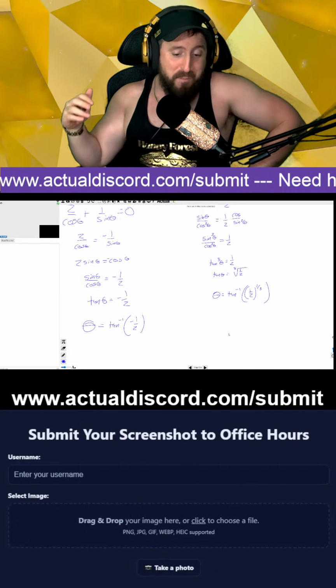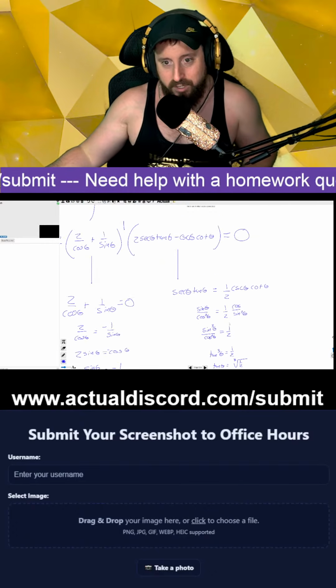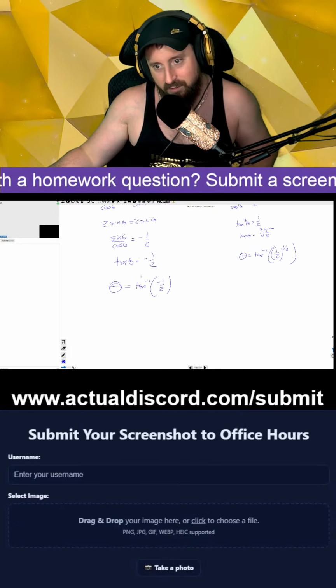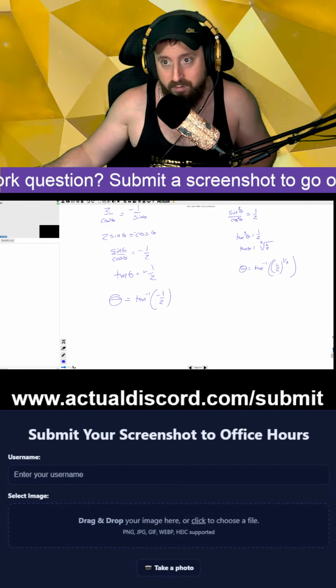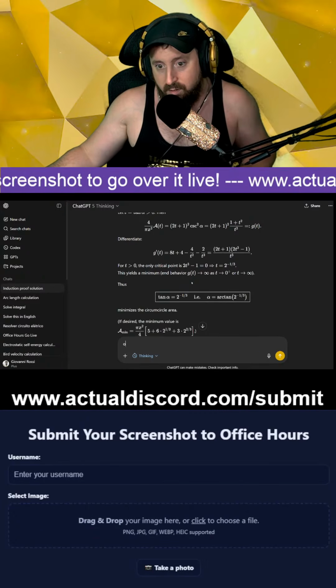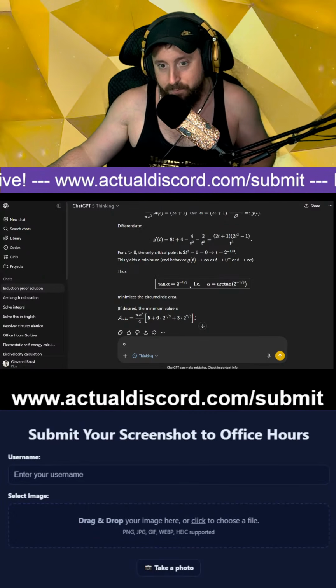As to which one is the minimum, you just need to plug it back in. I really don't want to do another derivative to figure out the concavity of this. I'm guessing it's one of these. I think ChatGPT said it says this one did it.